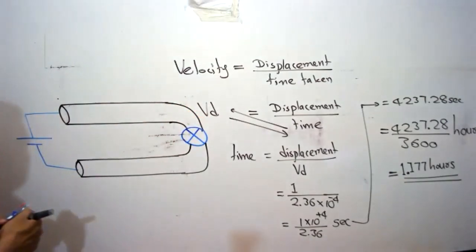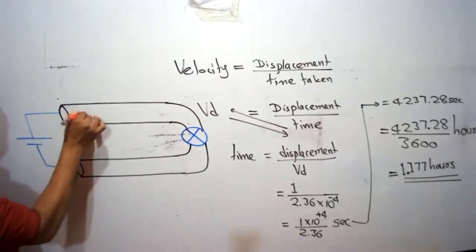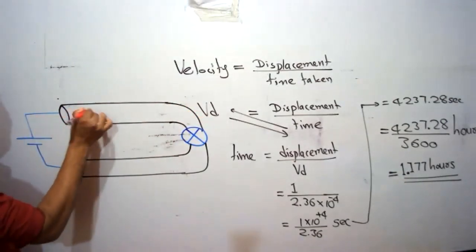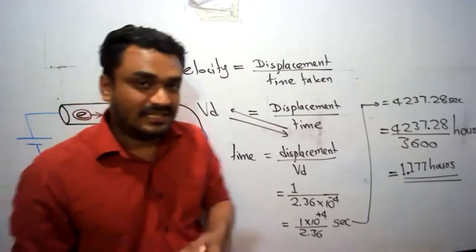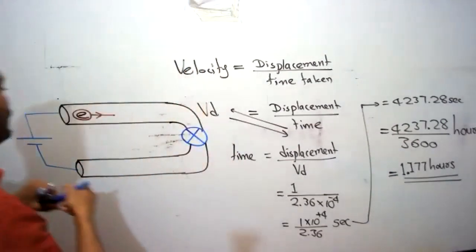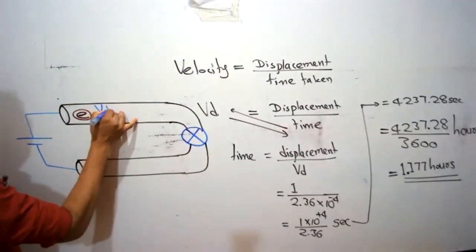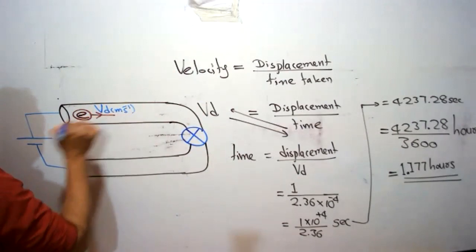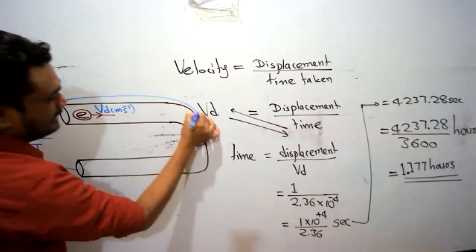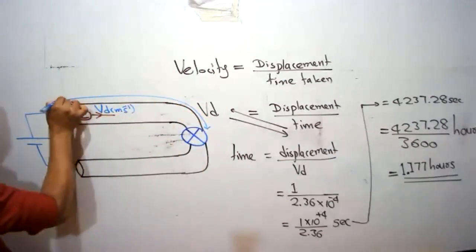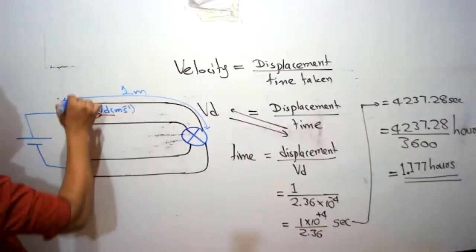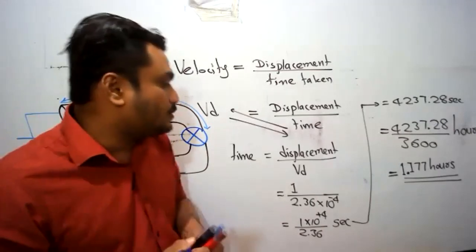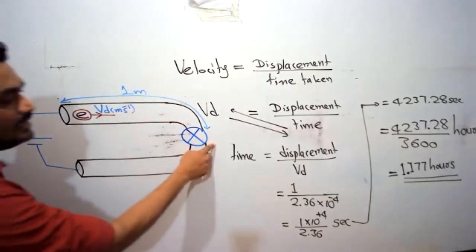There is a free electron. It moves with this drift velocity, Vd meters per second. Let's say the length of the wire is 1 meter. How long does it take for this electron to travel from this end to the other end?